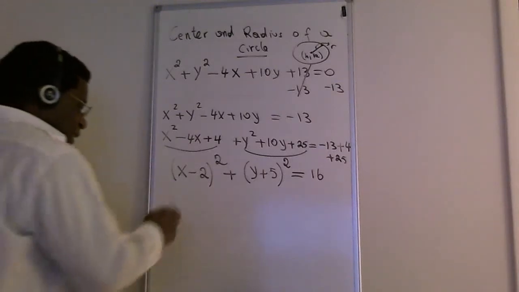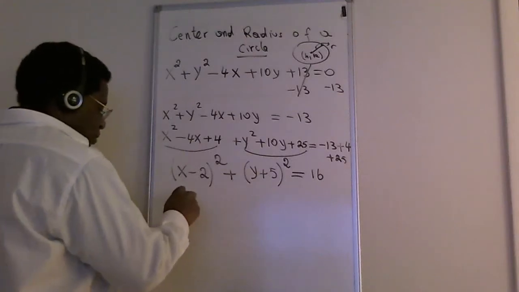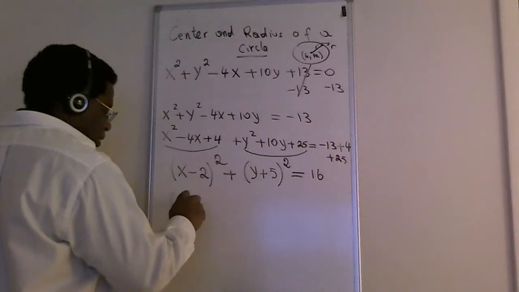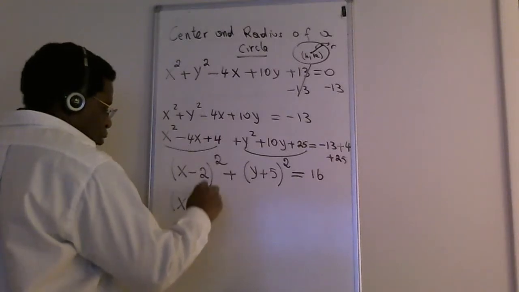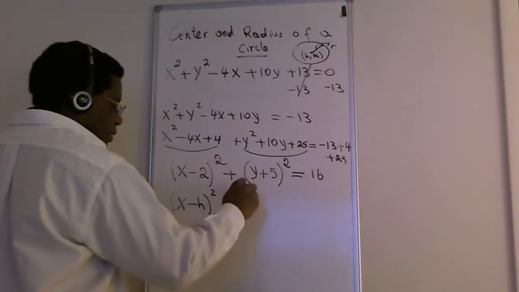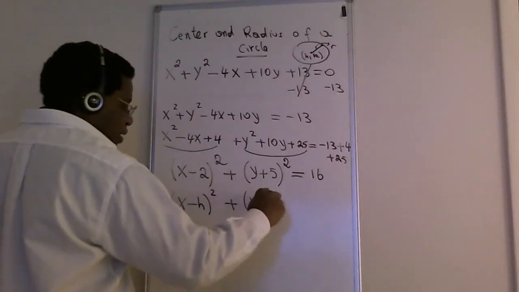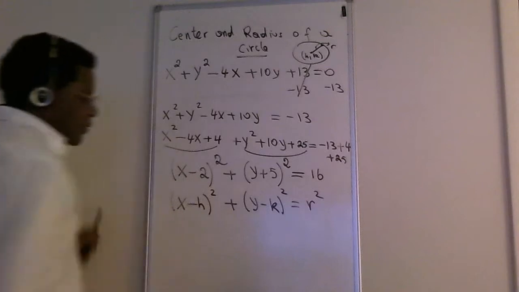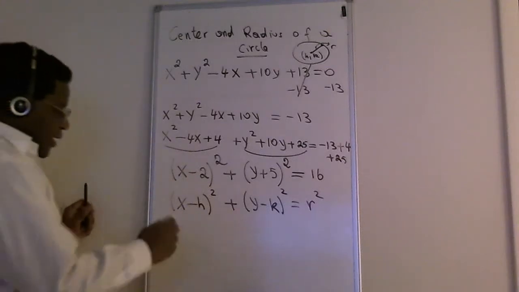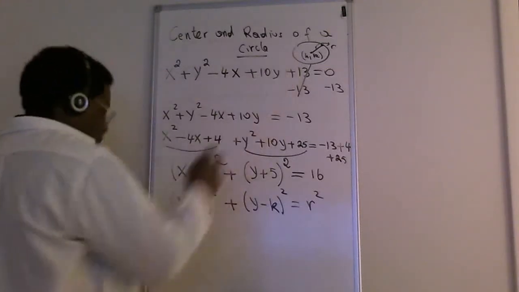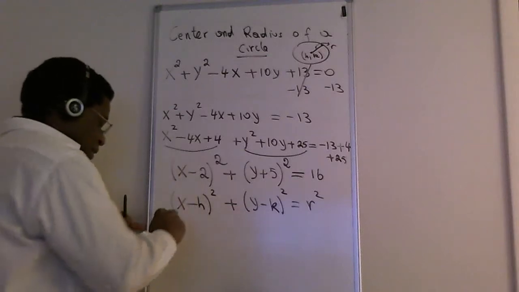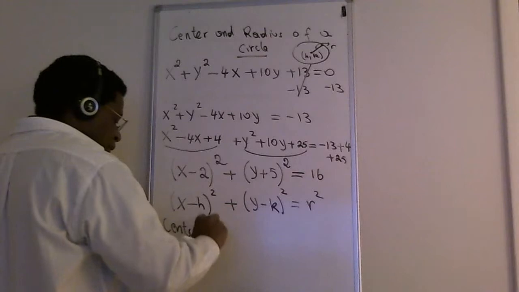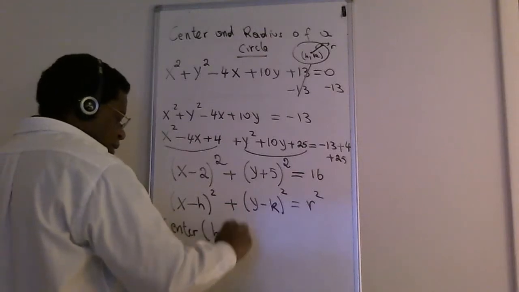Now, here's the standard equation of the circle. The standard equation of the circle is always like this: x minus h square plus y minus k square equals r square. So now we can compare. Now, the center of the circle is h comma k. So here's the center. It is always given as h comma k.